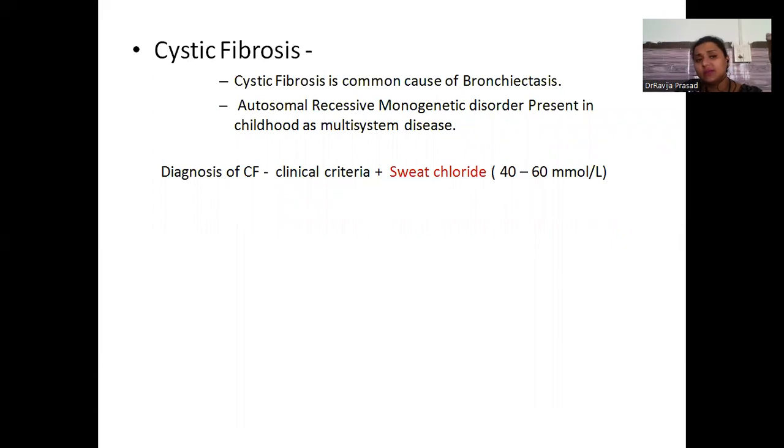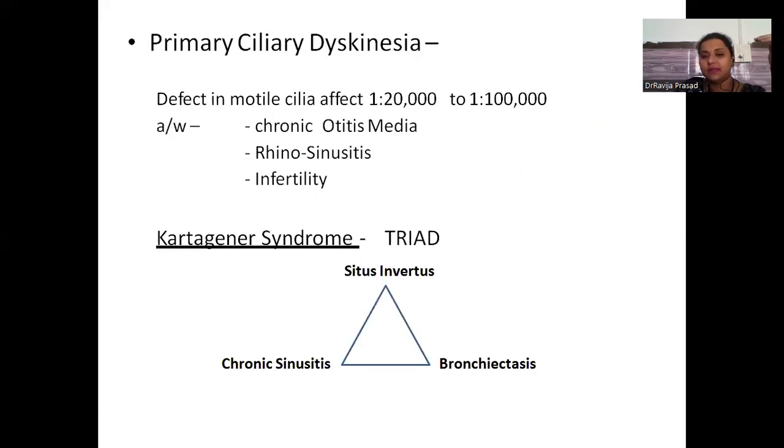What is cystic fibrosis? Cystic fibrosis is the most common cause of bronchiectasis. It is an autosomal recessive monogenic disorder, which presents in childhood as a multi-system disease. The diagnostic clinical feature and criteria is sweat chloride of 40 to 60 millimoles per liter.